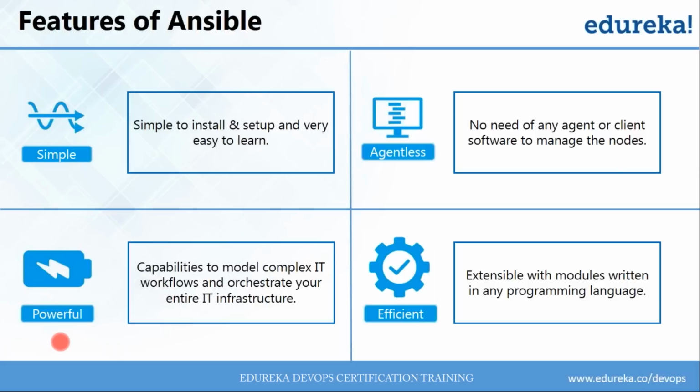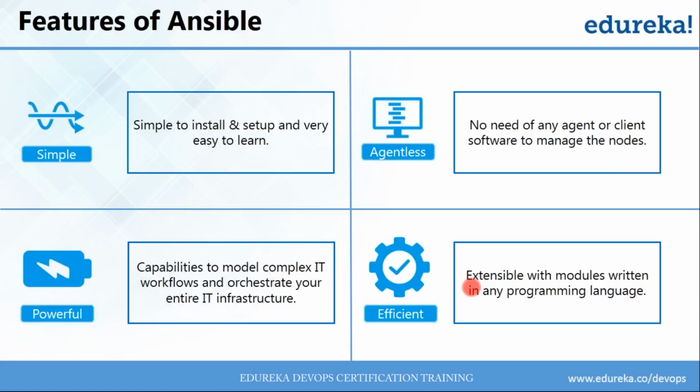The next feature is that it's very powerful. Even though you call Ansible simple and it does not require any agent, it has the capabilities to model very complex IT workflows. And it comes with a very interesting feature which is called the batteries included. It means that you've got everything that you already need. In Ansible, it's because it comes with more than 750 inbuilt modules, which you can use for any purpose in your project.